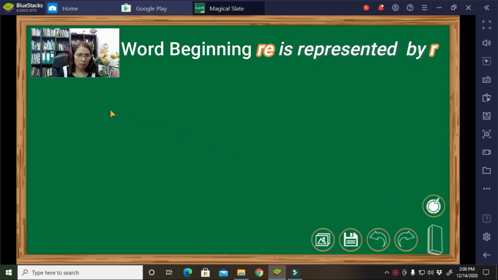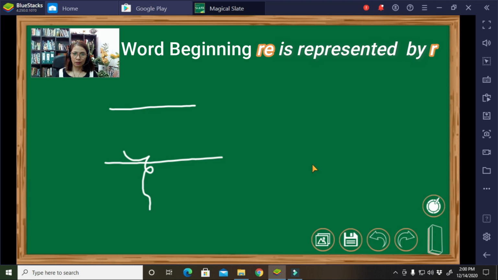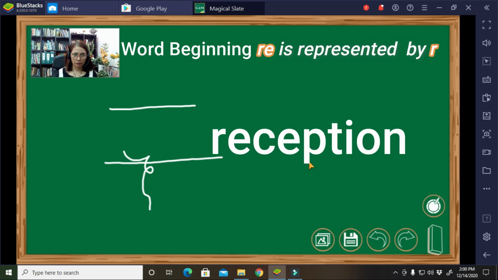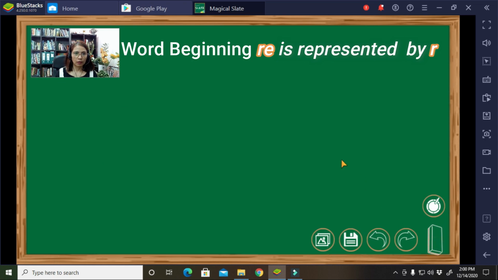Okay, last example. Alright, a forward curve again, and then a left S, then a small circle, and then a downward curve occupying 1/2 or 2/3 of the space, and then a downward symbol, a short downward straight line. The word now is, yes, it is reception. Very good.